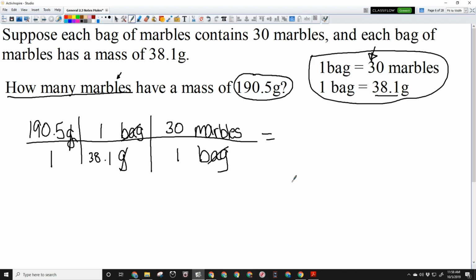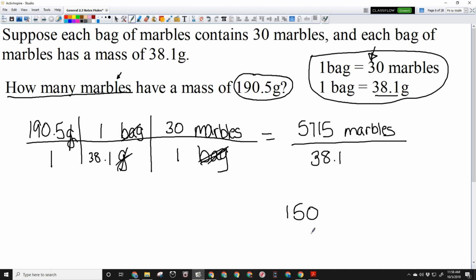It's going to give me 5715 marbles. Okay, and multiply the bottom. 1 times 38.1 times 1 is 38.1. No unit, because all the units have been canceled out. So it's just a number. So now we need to do this. So 5715 divided by 38.1 is going to give me 150.